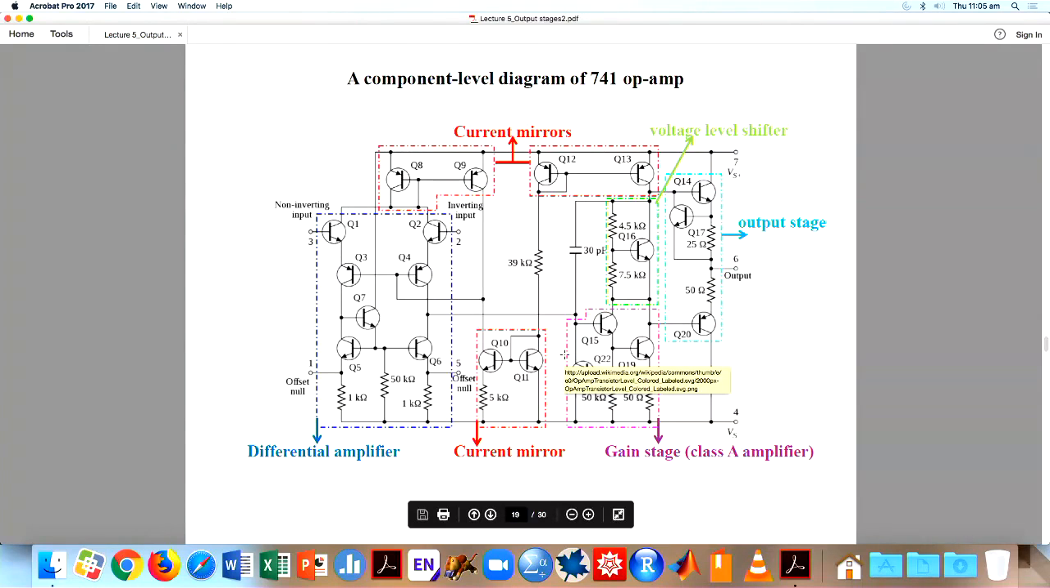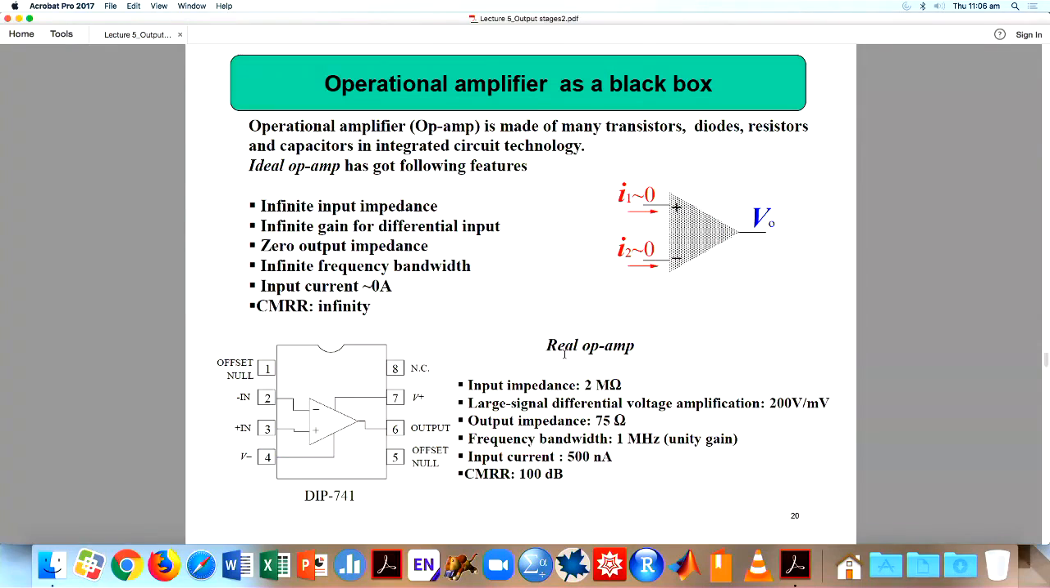small signals. Not only that, an ideal operational amplifier has infinite input impedance. So your input impedance is very, very high for the operational amplifier, which you can't get with a simple transistor amplifier design. Infinite gain for differential input, very, very high gain, which you can't get again with a simple transistor amplifier. Almost zero output impedance, not possible with a simple transistor amplifier. Very high frequency bandwidth, again not possible with a simple transistor design.